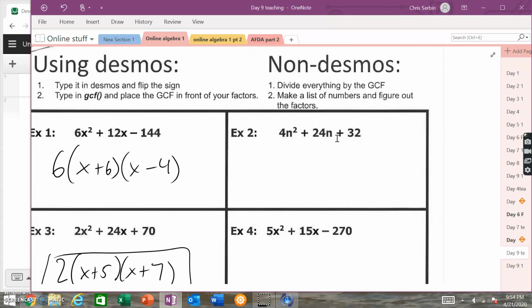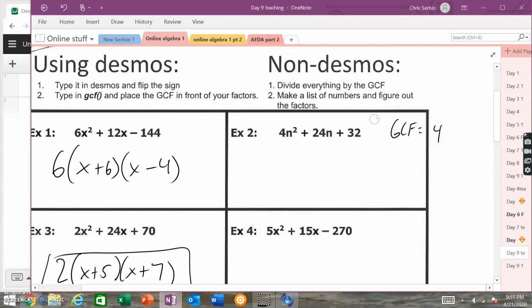So, example 2, 2 and 4 go with non-Desmos. I look and I think, what divides into 4, 24, and 32? And for greatest common factor, I'm looking for the biggest one, because 2 divides into all those, but so does 4. Now keep in mind the greatest common factor has to actually divide into all of them. It can't just divide partially into one. You can't have a fraction. So I'm going to pick 4. So my GCF is 4.